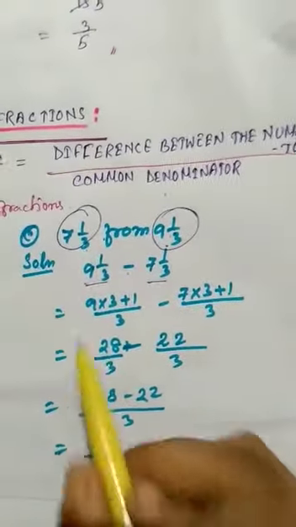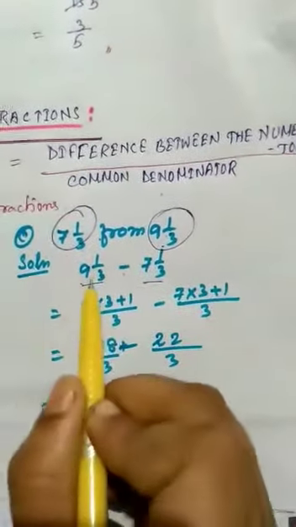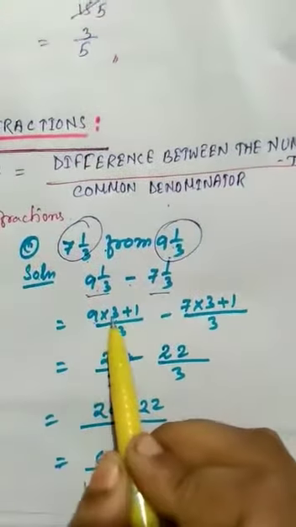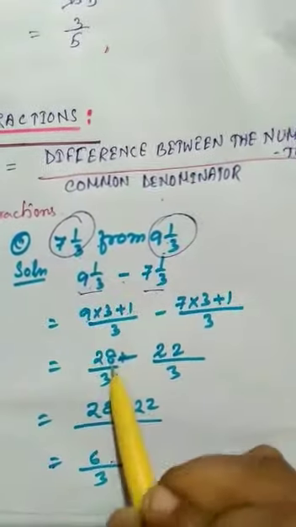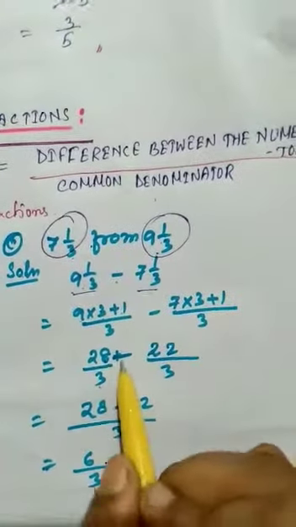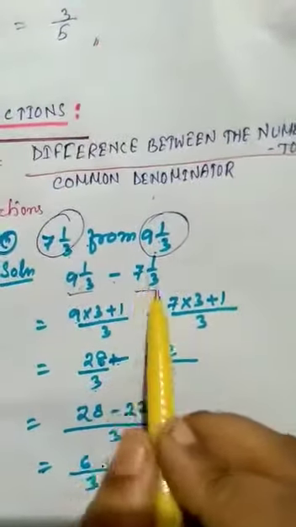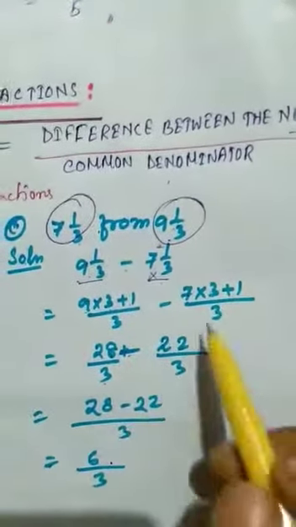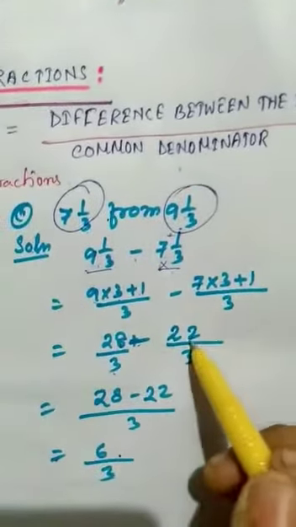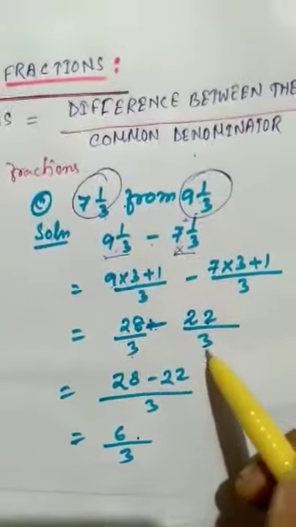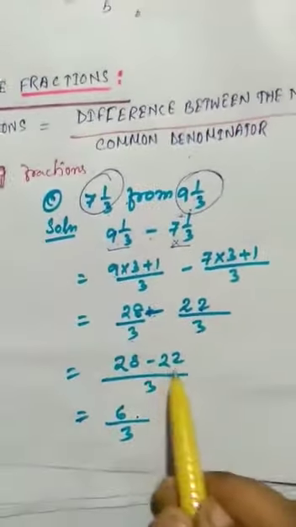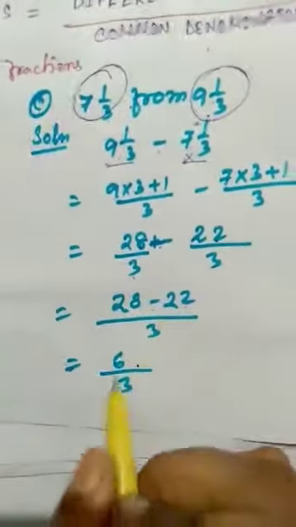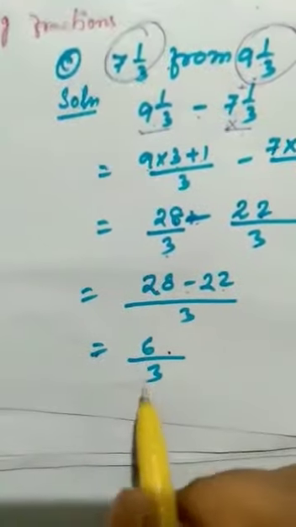Okay children, now 9 into 3, you have to multiply these two, as you have done conversion earlier. So 9 into 3 is 27 plus 1, it's 28, 28 by 3, minus 7 into 3 plus 1, these two you have to multiply and add 1. So 21 plus 1 is 22, 22 divided by 3. So 28 minus 22 by 3, that means 6 by 3.